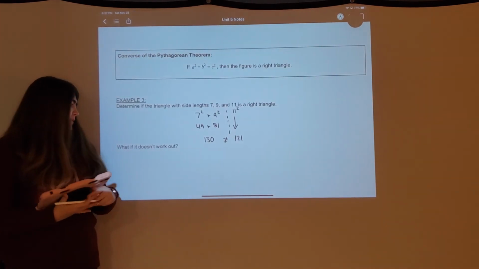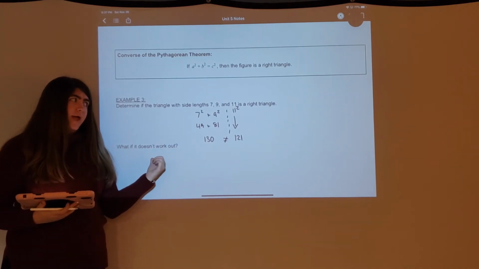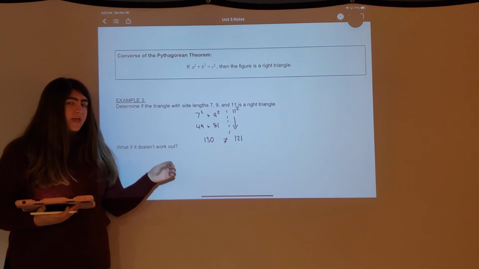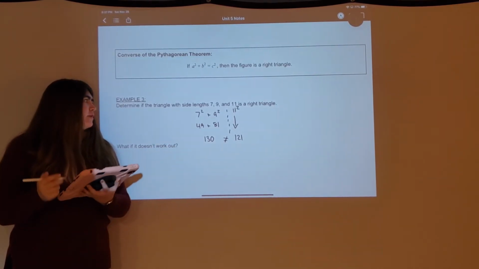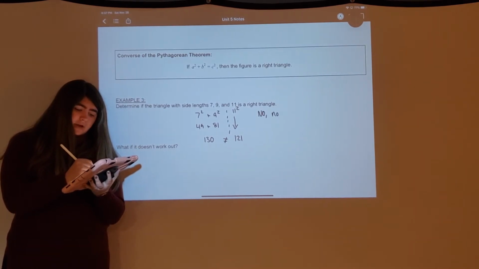And it says, what if it doesn't work out? Well, it didn't work out, so this isn't a right triangle. That's what happens. If it doesn't work out, it's not a right triangle. If it does work out, if they are equal, then it is a right triangle. So this is no, not a right triangle.